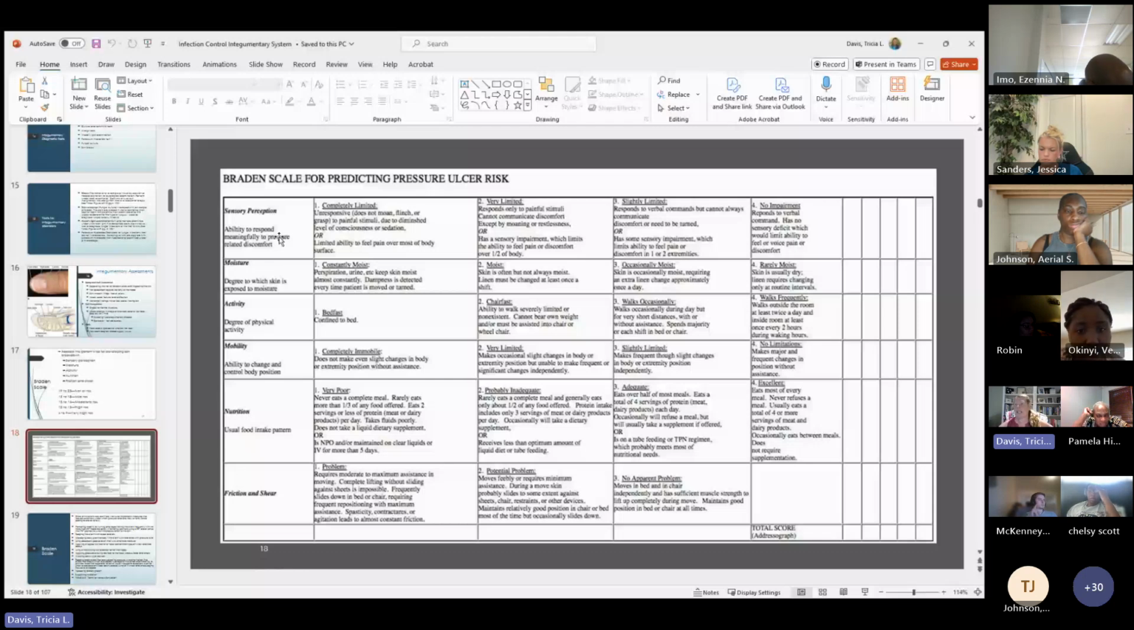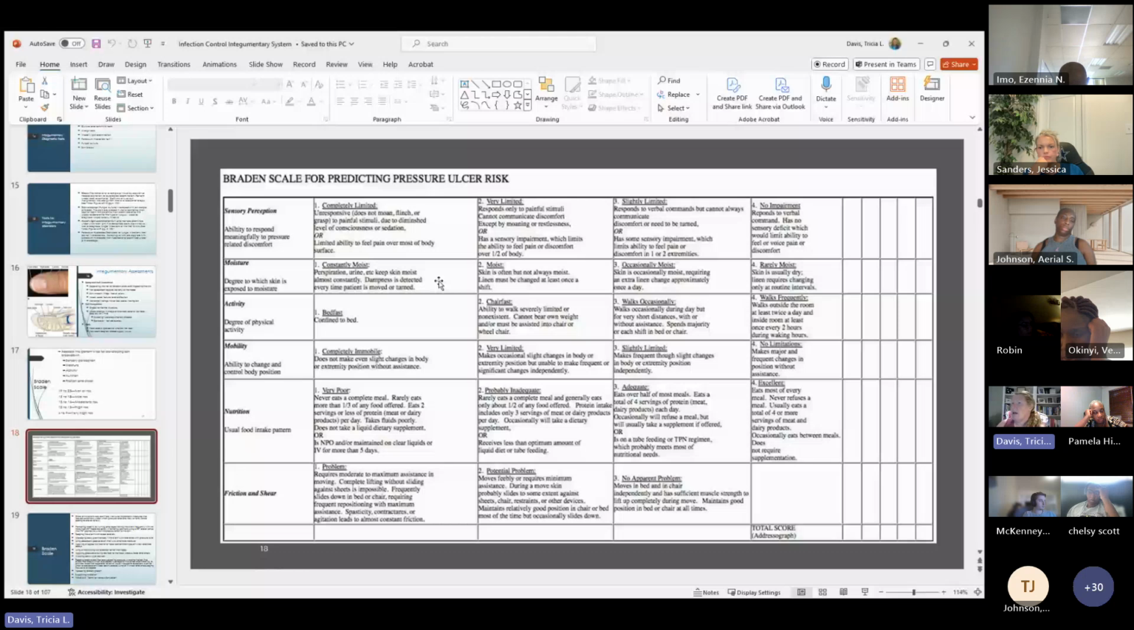So let's look at the first one, sensory perception. Sensory perception is your patient's ability to respond meaningfully to pressure-related discomfort. If you have a diabetic who has neuropathy, they might not be able to feel that their skin is breaking down on their heels if they don't have any feeling in their feet. If you have a patient who's a paraplegic, they might not be able to feel that they're getting skin breakdown on their bottom or their legs because they don't have any feeling. Certainly your patients who are sleeping all the time, or who are vented and in a medically induced coma in the ICU, these patients are at higher risk.